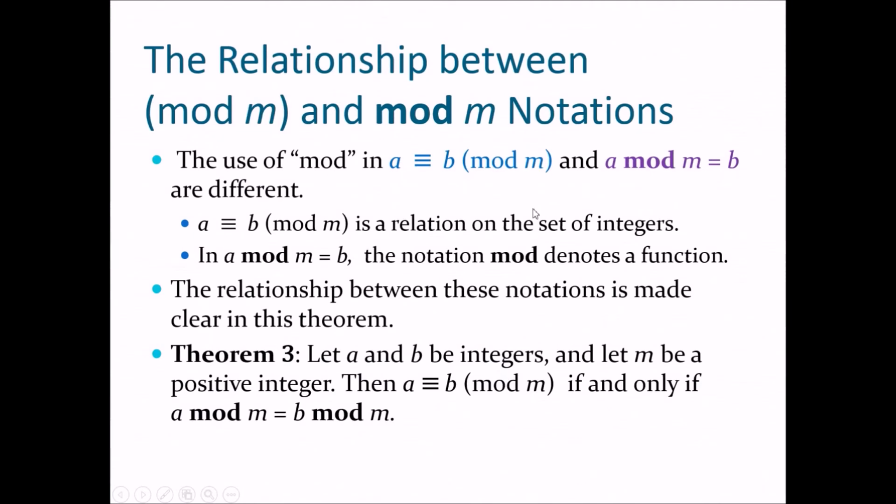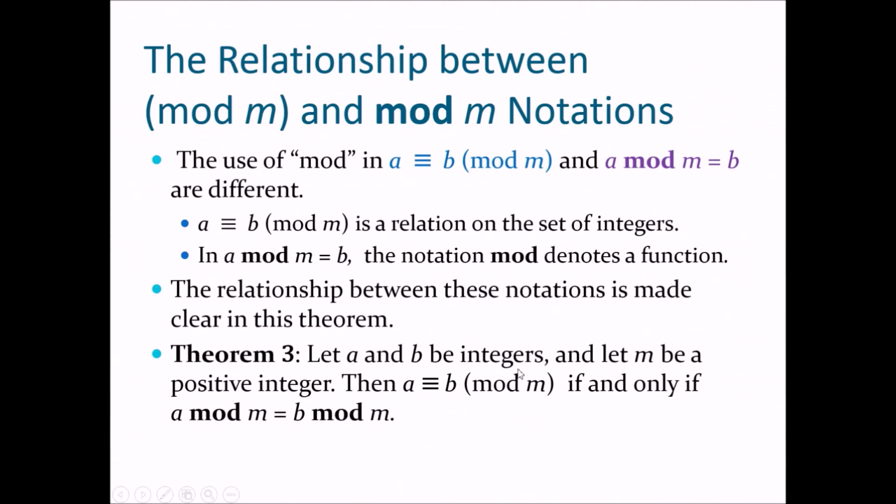Now the relation between mod m and mod m notations. The use of mod in the congruence a is congruent to b mod m, and the function a mod m is equal to b are different. a is congruent to b mod m is a relation on the set of integers, and in a mod m is equal to b, the notation mod denotes the function. Now the relationship between these two notations is made clear in this theorem.